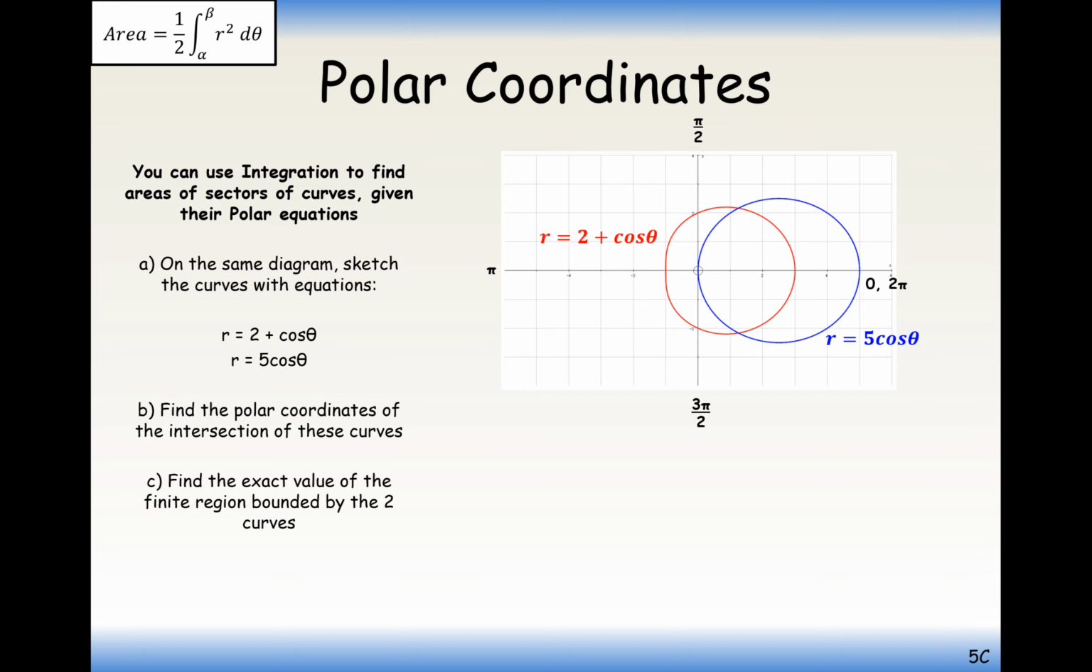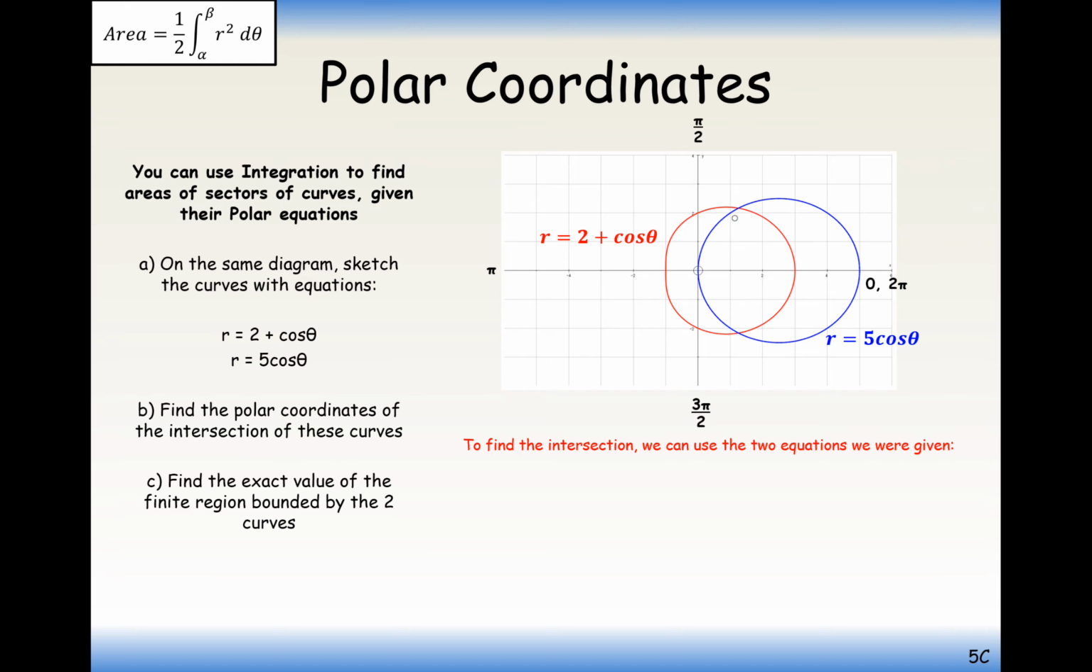Okay, the final example that we're going to go through here today is a question where we have two curves and we want to find out the area bounded by both of these curves. So we want to sketch the curves, we've got that already done for us. Part B is find the polar coordinates of the intersection of these two curves. So before we get started finding this area bounded by both of them, we need to find what this point here is and what this point here is.